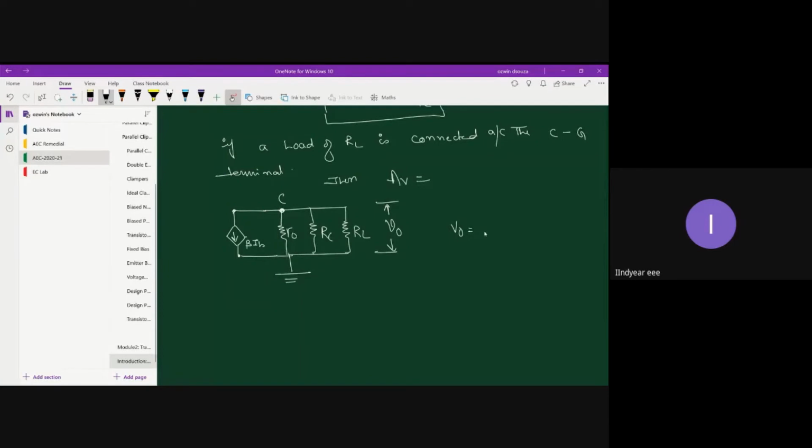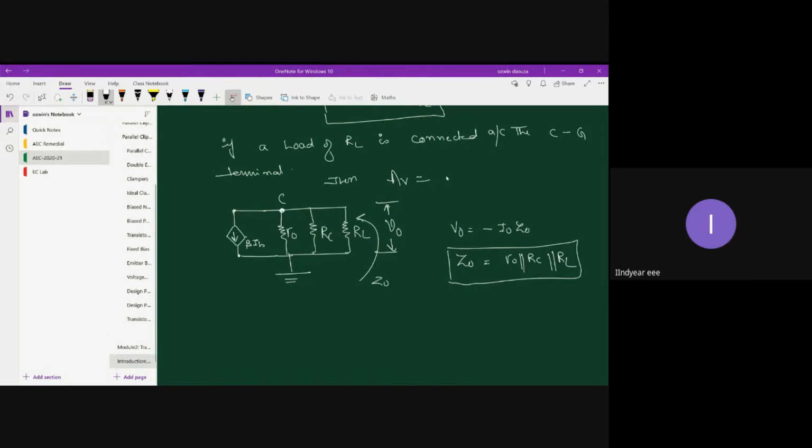What is V0? V0 is always minus I0 into Z0. And what is Z0 here? For Z0, you have 3 resistors connected in parallel. So Z0 is going to be R0 parallel with RC parallel with RL. You don't have to worry about whether it is a small or large resistance. It doesn't matter. It is always going to be a parallel circuit across the output side. So 3 resistors get connected in parallel, and that's how we calculate the gain.